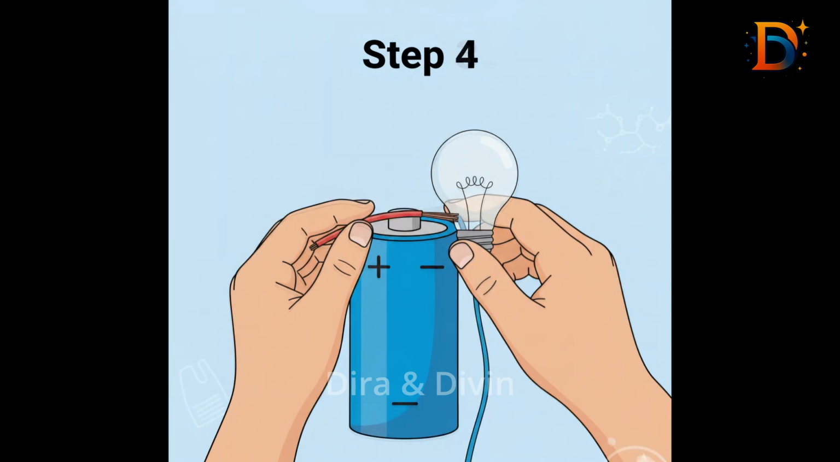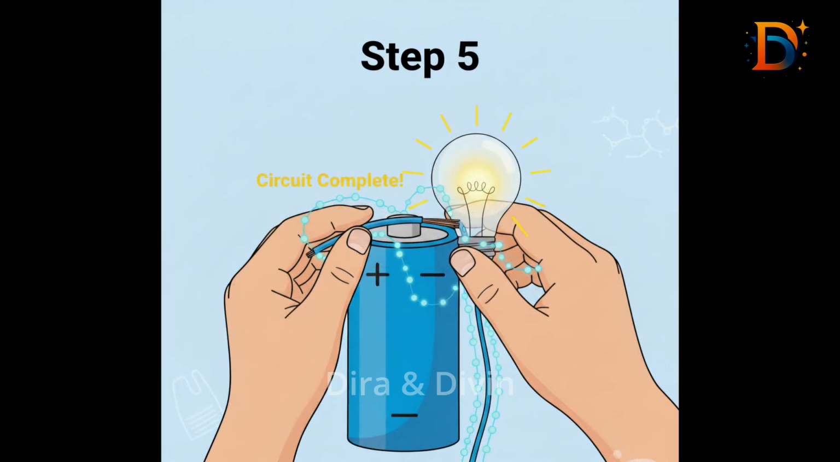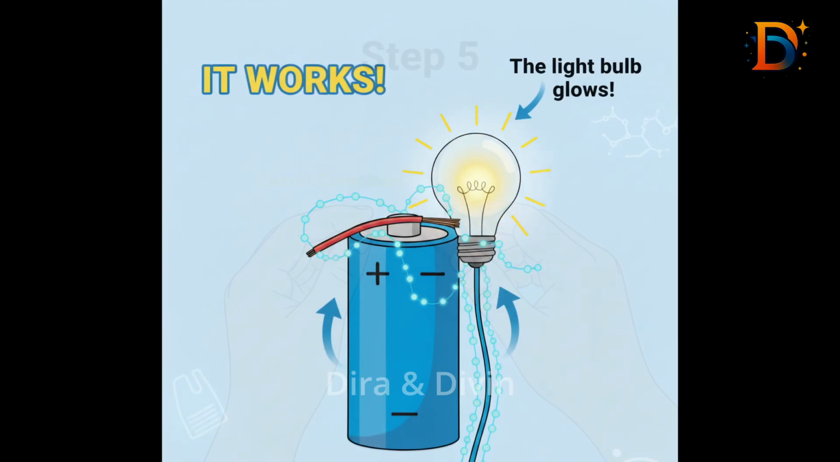Attach one end of the second wire to the bottom of the bulb. Finally, touch the other end of the second wire to the battery's negative side. When the wire touches the battery, the circuit is complete and the bulb lights up. This shows how electricity flows through a circuit to power a light.